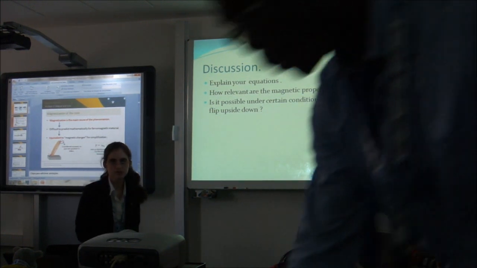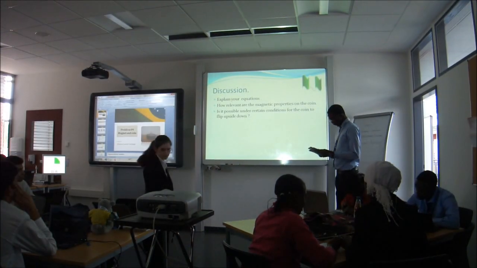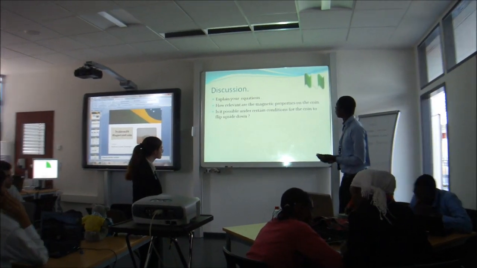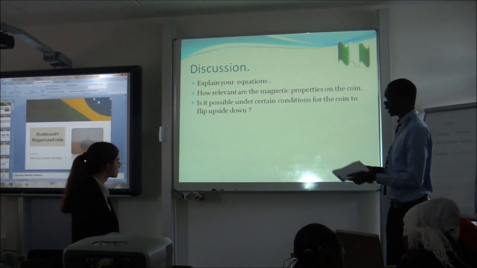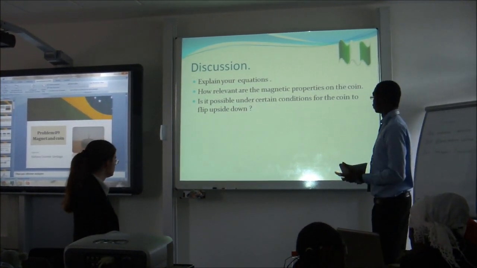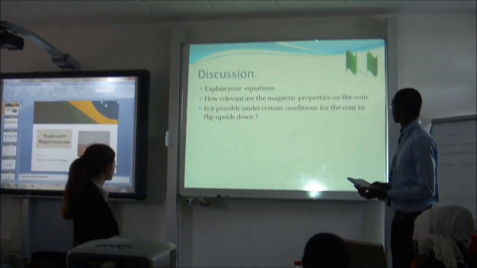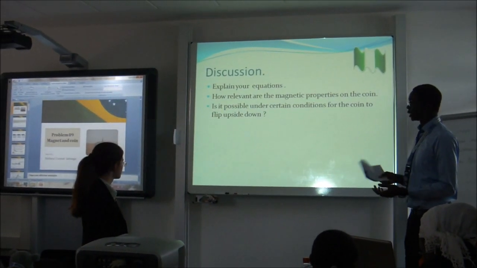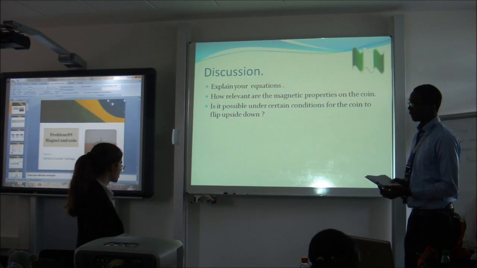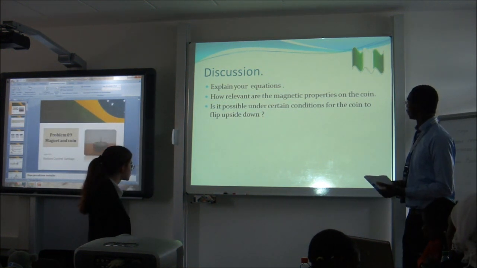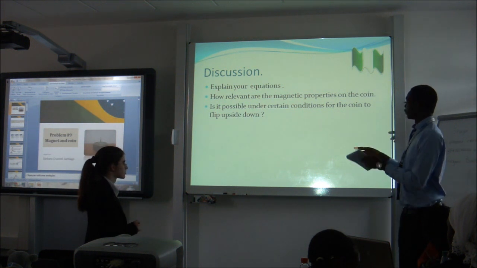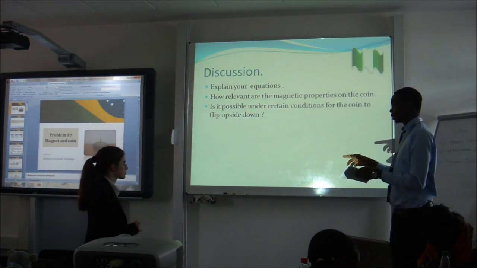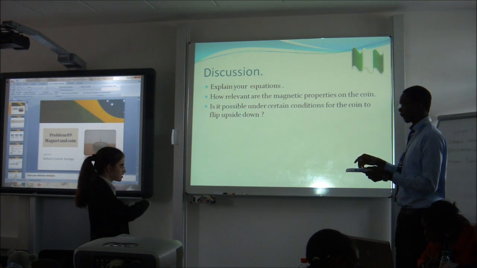You talked also... sorry. Okay. How relevant are the magnetic properties of the coin? Is it possible under certain conditions for the coin to flip upside down? Like how do you flip upside down? Instead of just falling down, it will fall down but then stand up again at the same time. It's like it comes back to the original position.